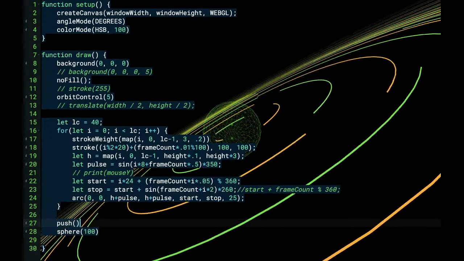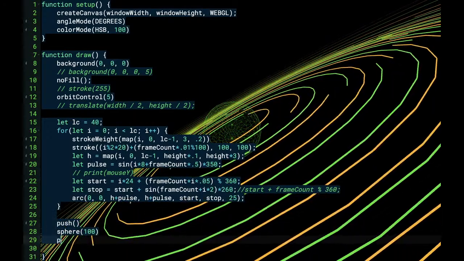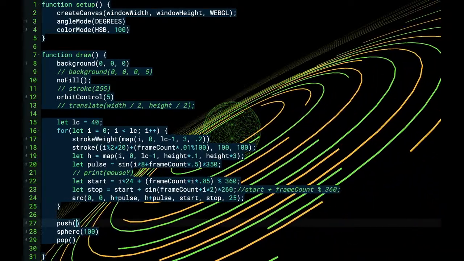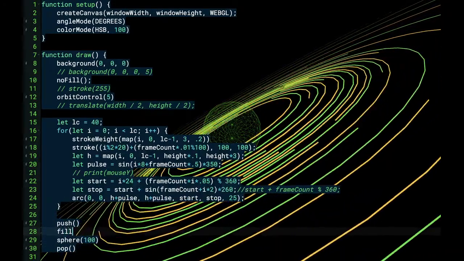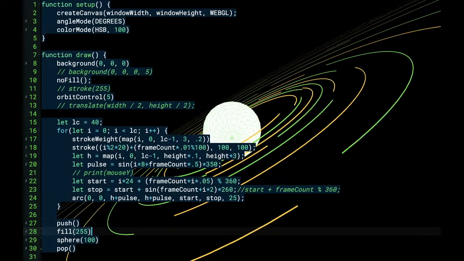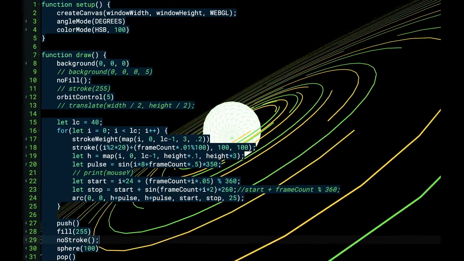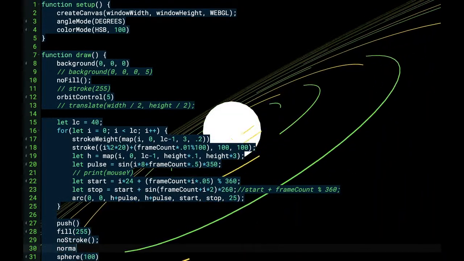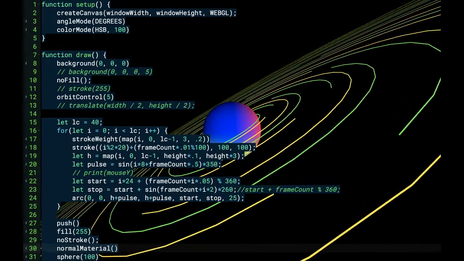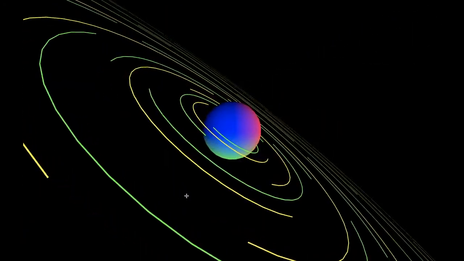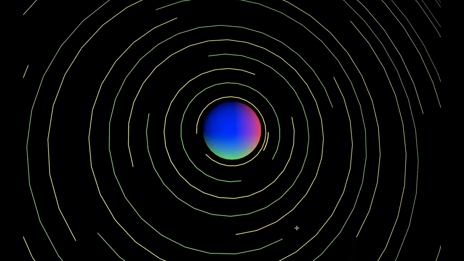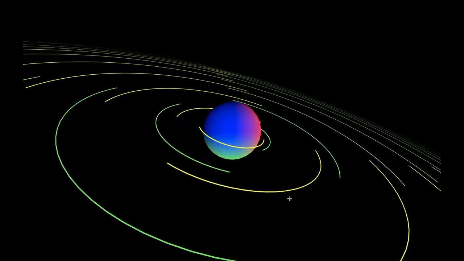Maybe I need to do a push and a pop around it. Tell it to have a fill that is white and no stroke, and maybe even better, normal material. There we go. Okay, so that's like the planetary option.